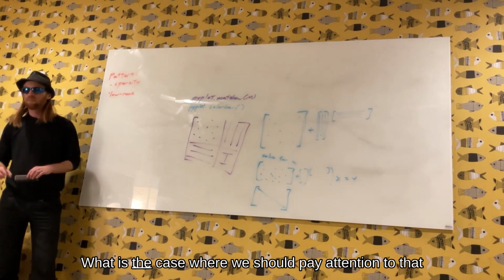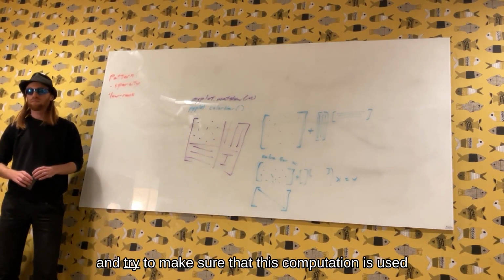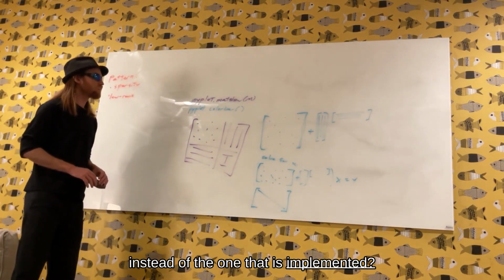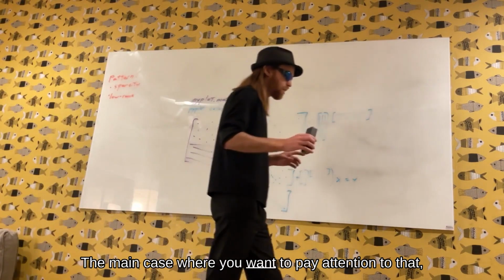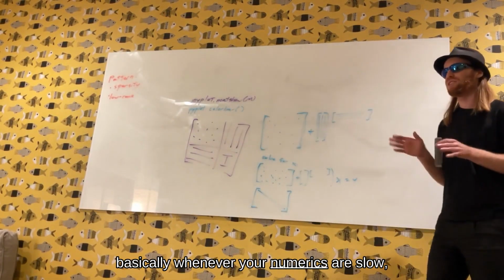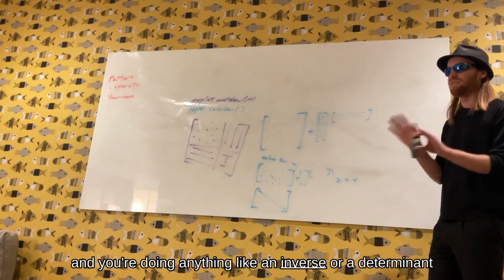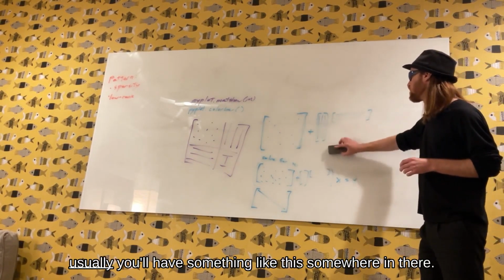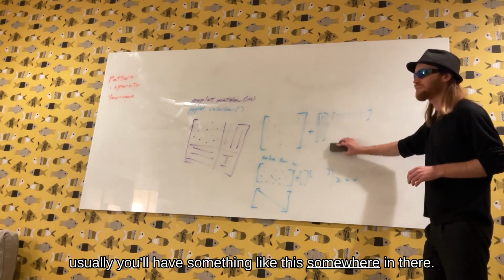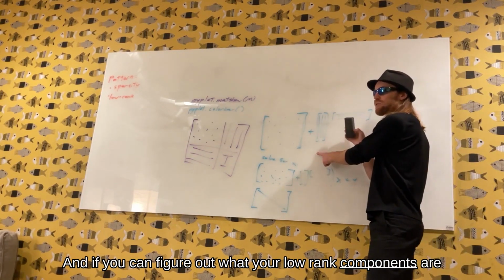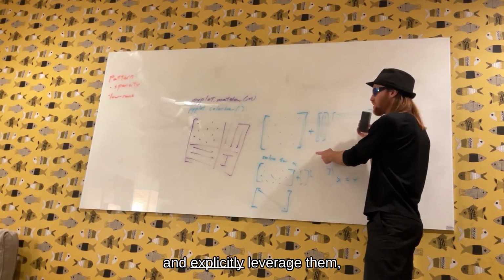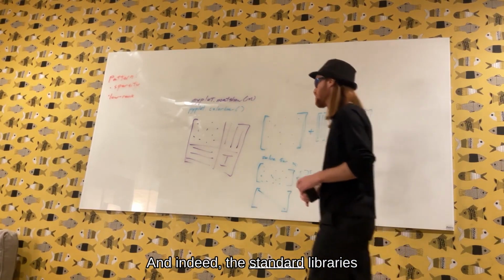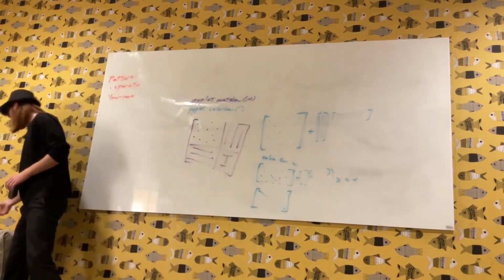And what is the case where we should pay attention to that and make sure that this computation is used instead of the one that is implemented? The main case is basically whenever your numerics are slow and you're doing anything like an inverse or a determinant or anything along those lines. Usually you'll have something like this somewhere in there. If you can figure out what your low rank components are and explicitly leverage them, then you can make that a lot faster. And indeed, the standard libraries usually will not be able to do that.